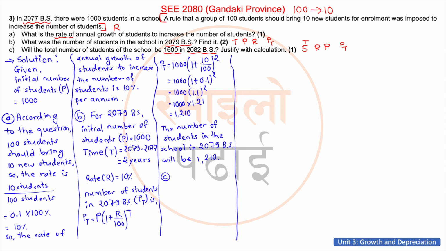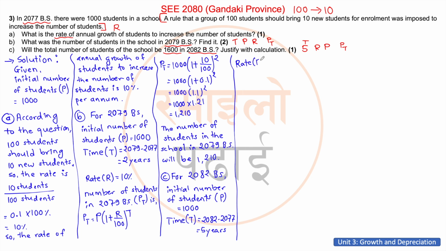Moving to question number C, the question asks whether the total number of students of the school will be 1600 in 2082 BS. For 2082 BS, the initial number of students P equals 1000. Time T equals, in question number B we subtracted 2077 from 2079, but for question number C we are given 2082 BS, so we will subtract 2077 from 2082, and that gives us 5 years. We have P, we have T. Now the rate R equals 10%. We calculated that in question number A.